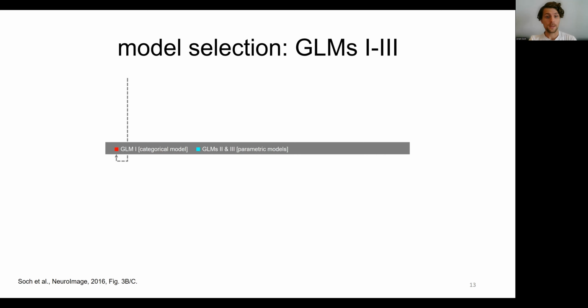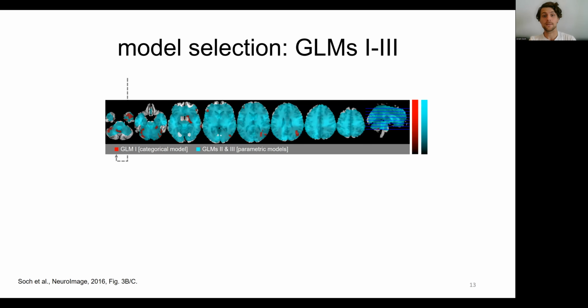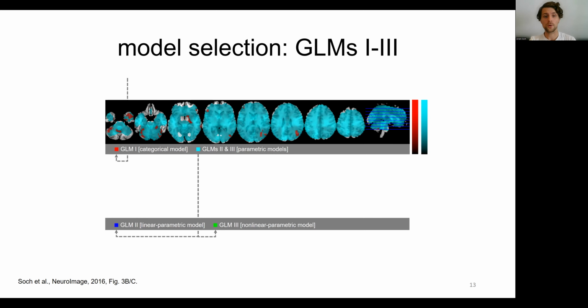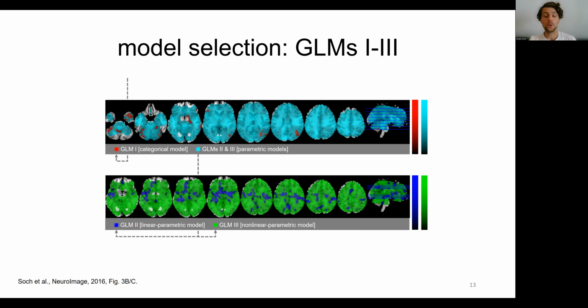If we compare the categorical GLMs against the parametric models seen as a model family, we find overwhelming evidence for parametric processing almost all over the brain. And if we compare the two parametric models against each other, we find that most voxels prefer the nonlinear parametric model. So we then only looked at the orientation-sensitive region V4, here shown as a white overlay, and compared different versions of the nonlinear parametric model.